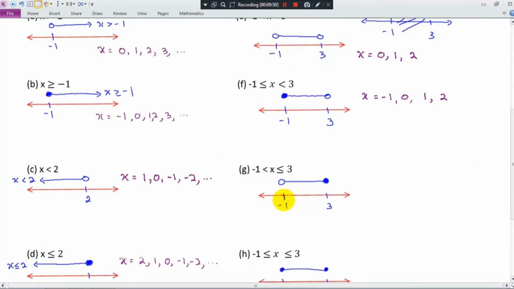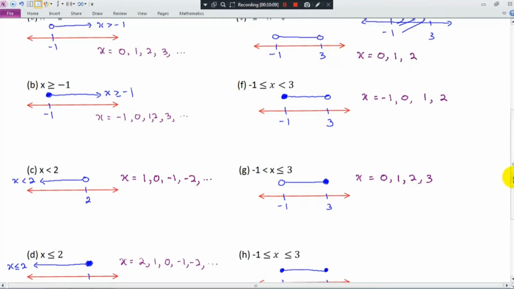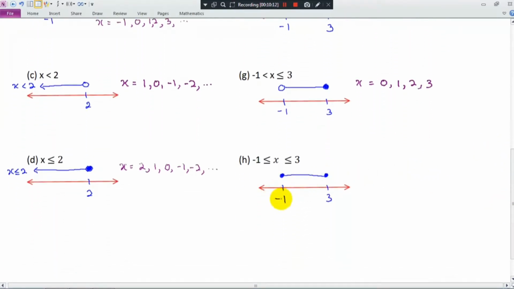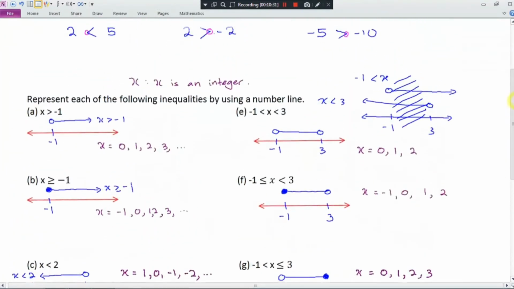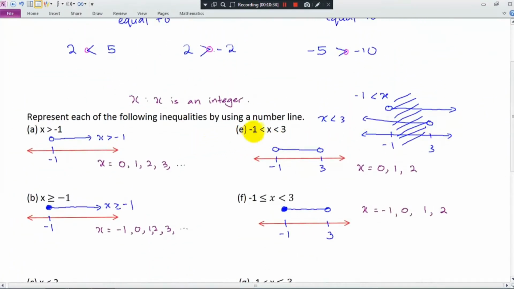How about this one? -1 is not included. So don't write the -1. A little bit bigger. It will be 0, 1, 2. And the 3 is included. 0, 1, 2, 3. Okay, how about this? -1 and 3 are included. So when we write the possible values of x, we have to write -1 and 3. -1 and 0, 1, 2, 3. Okay, now I hope that you understand better about the inequality signs.